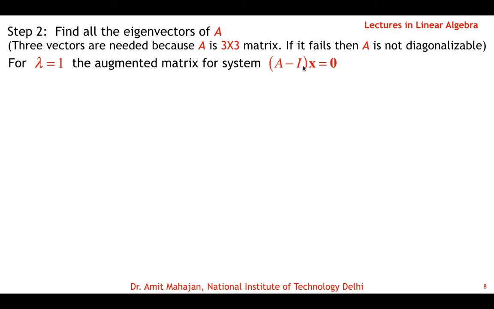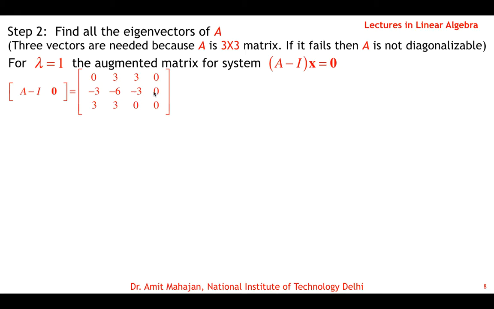So A minus I times x equal to 0. The homogeneous equation A minus lambda I times x equal to 0 is to be solved, with lambda equal to 1. That means in the A matrix we have to subtract the diagonal elements by 1, and we have to write the augmented matrix for this homogeneous system and row reduce it. So write the augmented matrix with A minus I on the left hand side and the right column is the 0 vector. The diagonal elements are subtracted by 1, and the right hand side is the 0 vector.